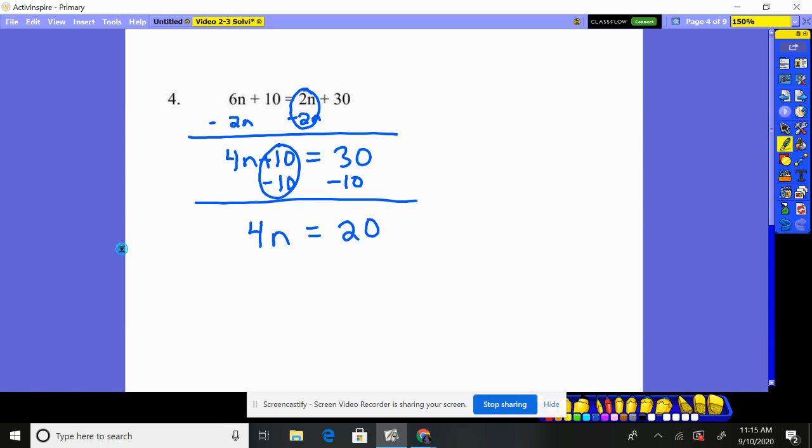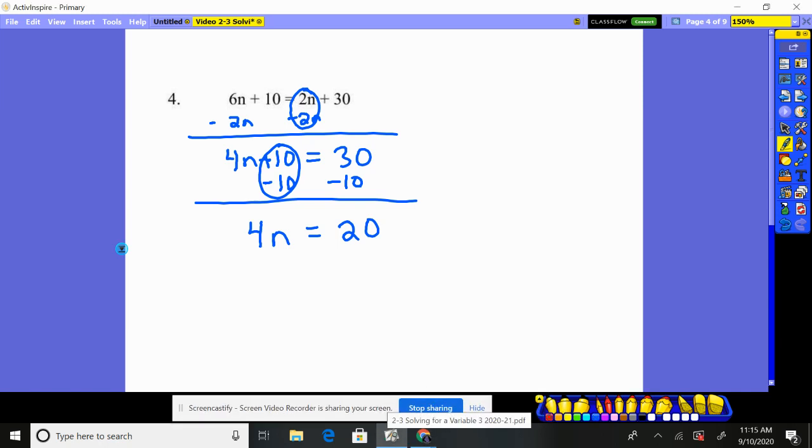And now, what do I need to do? I need to go ahead and get rid of that multiplying by 4. So we divide both sides by 4. And that gives us 1n equals the number 5.